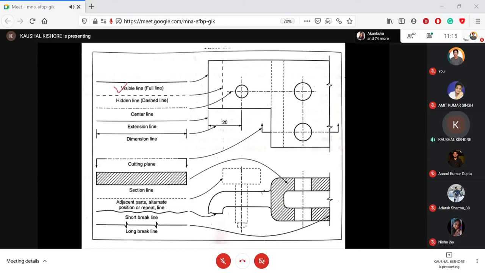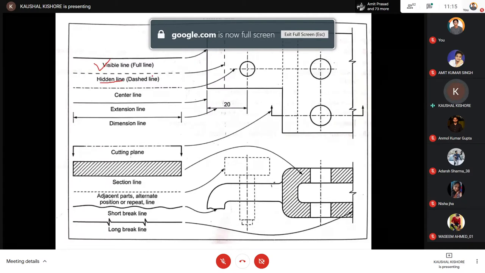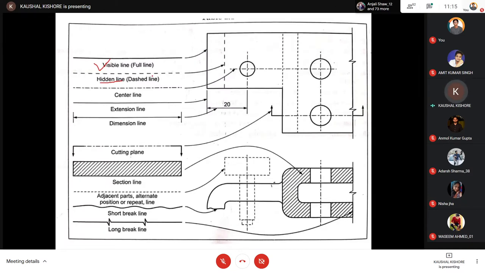See, this is a visible line. This is the hidden line. Please suppose you have to draw a hidden line. Okay, because your drawing sheet is two-dimensional, you will draw the 3D view, the projection of a 3D object.